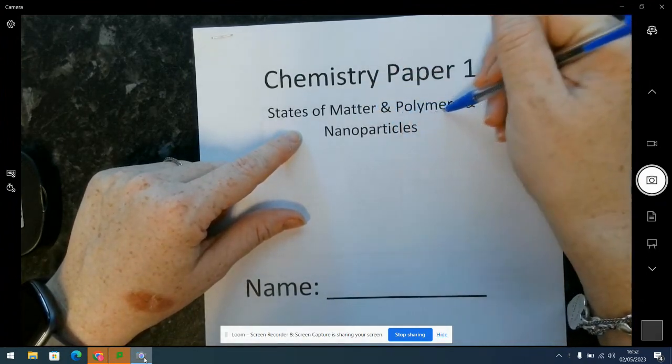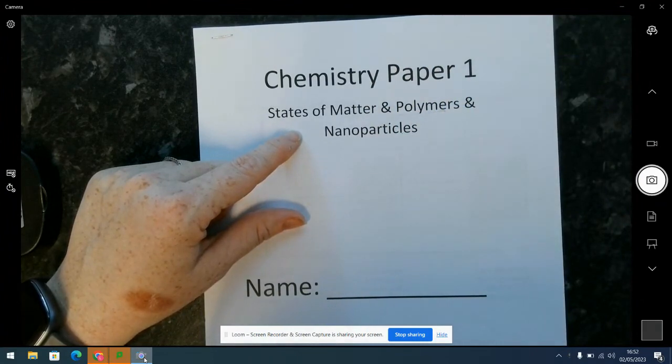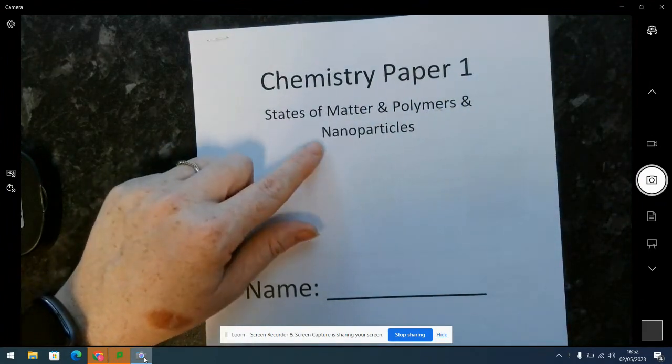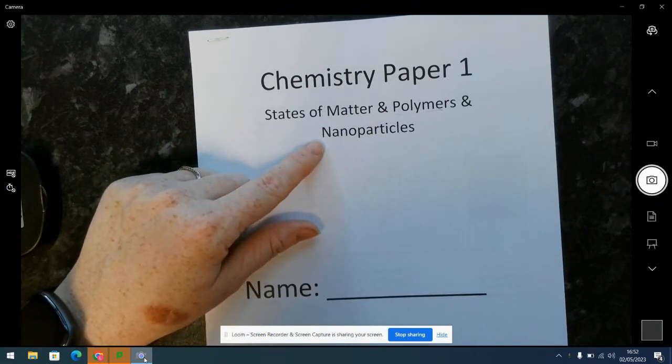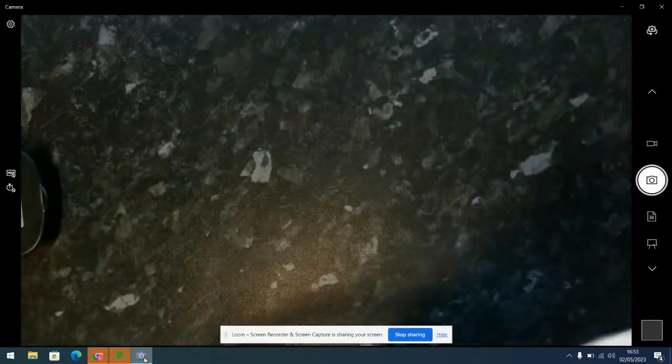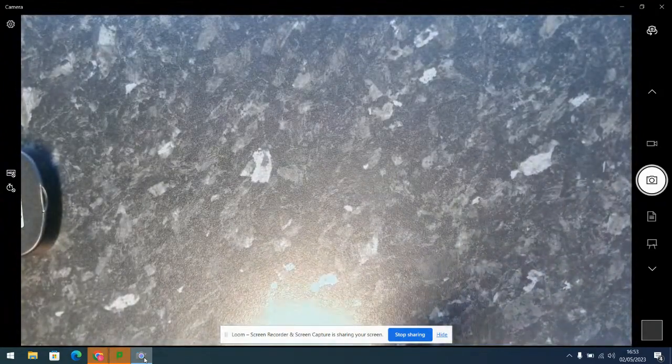I'm also wanting to do a little bit on polymers. I know I touched on it in the bonding video, but I want to make sure we've covered all the key things around polymers. And then we're going to look at nanoparticles, what they are, and the types of calculations that generally come up around nanoparticles. So we'll start by looking at states of matter.